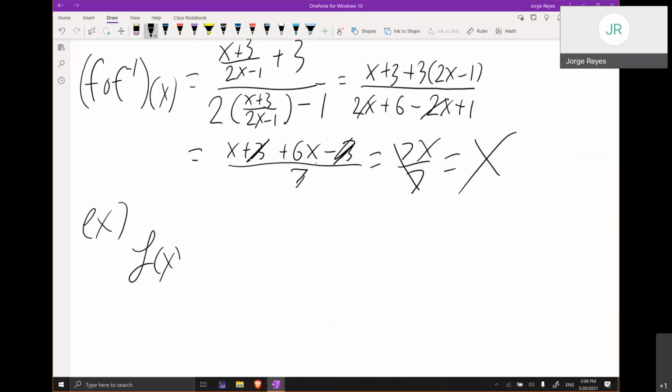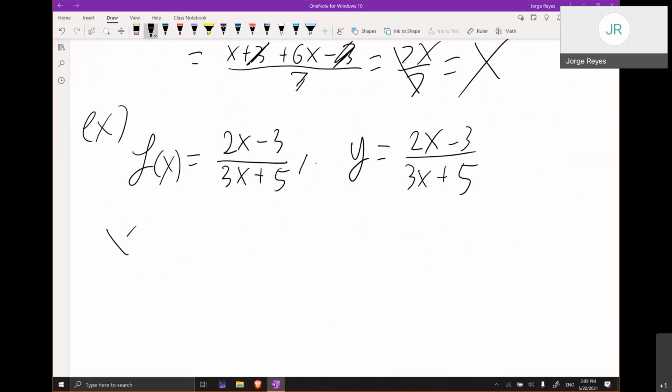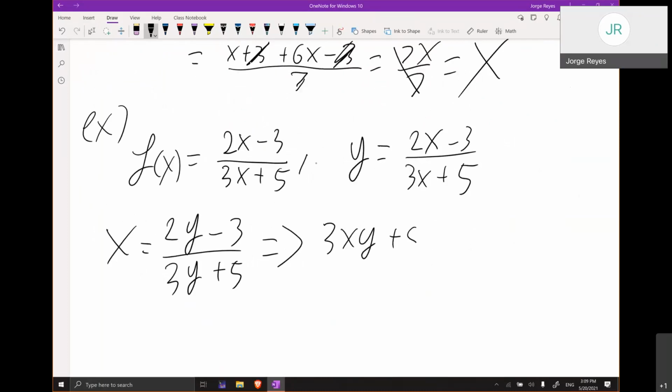So f of x equals (2x minus 3) over (3x plus 5). Okay, so hopefully this one isn't its own inverse. No promises, because I just made it up. It's (2x minus 3) over (3x plus 5), okay. So swap, so x equals (2y minus 3) over (3y plus 5). Move it over, so 3xy plus 5x equals 2y minus 3.